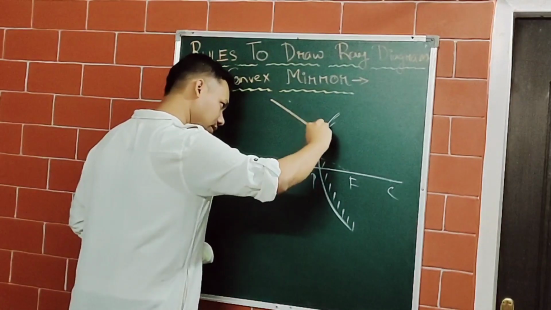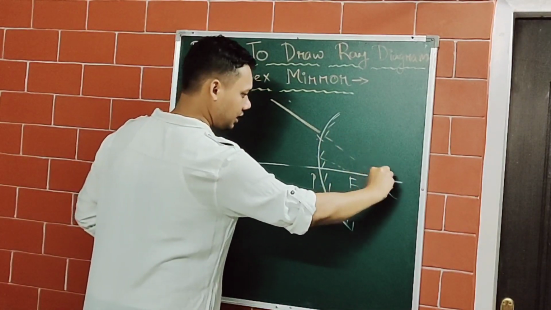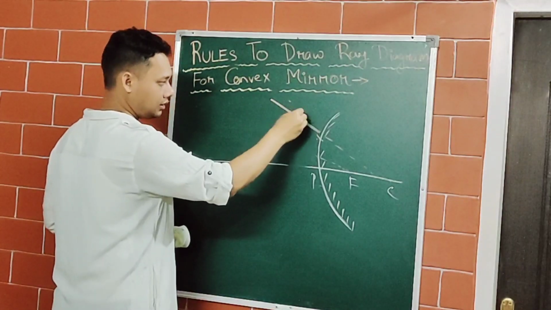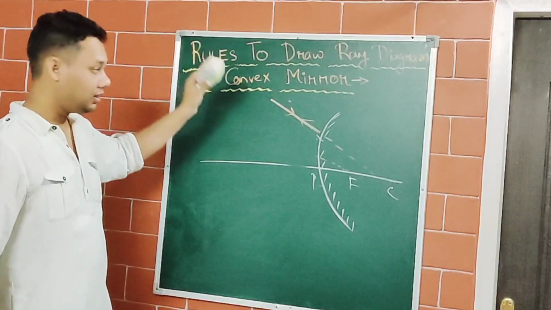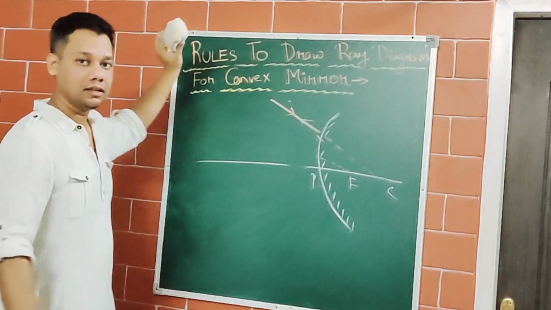Center of curvature. If a ray comes directed towards the center of curvature, then after reflection it will follow the same path. It will reflect back along the same path.